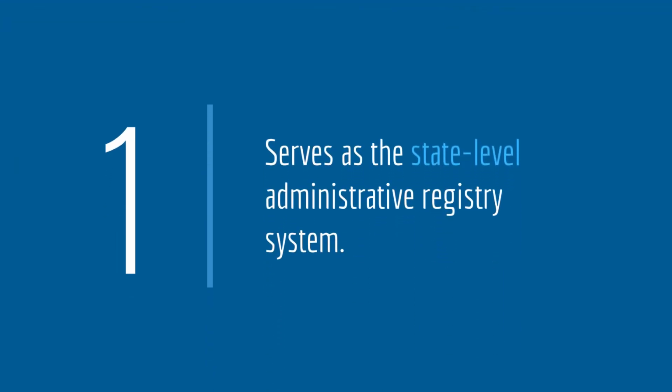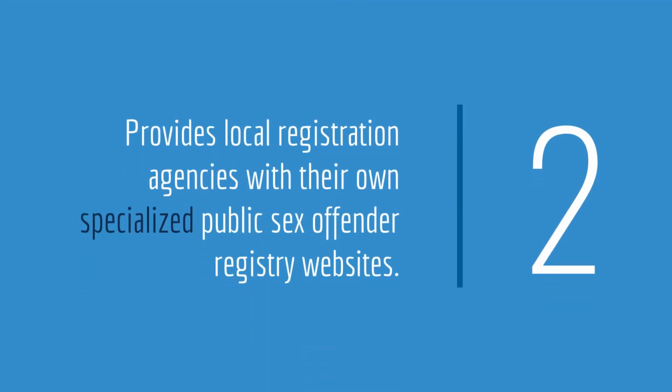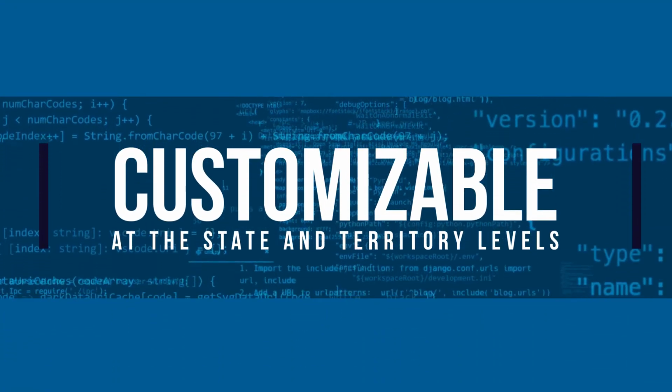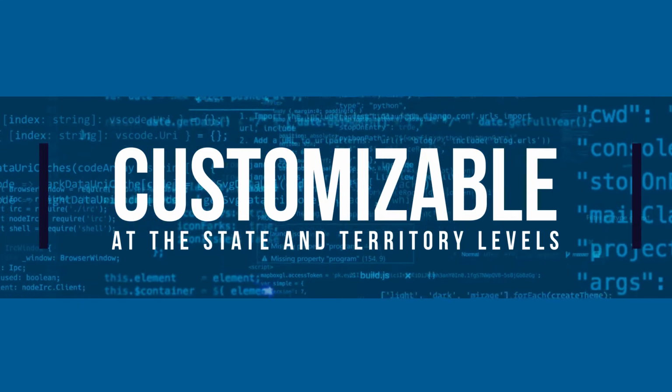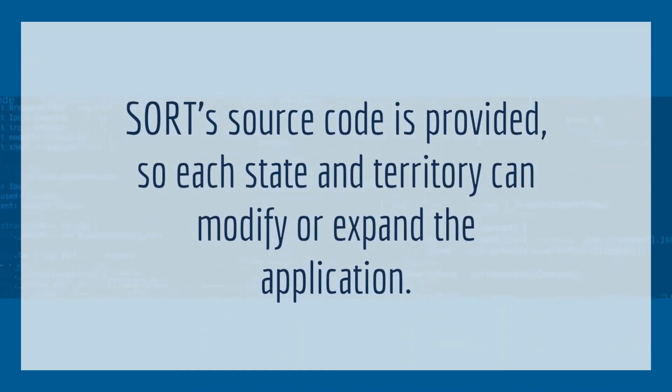Number 1. SORT serves as the state-level administrative registry system. 2. SORT provides local registration agencies with their own specialized public sex offender registry websites. SORT's source code is provided so each state and territory can modify or expand the application.